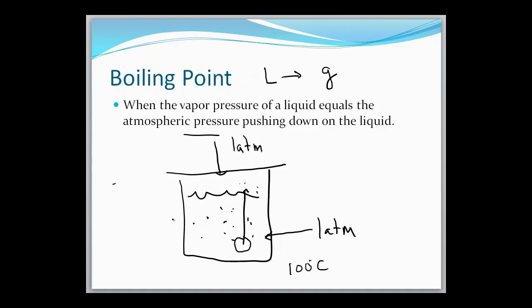So if you go up to a mountain, let's say you live in Boulder, Colorado, and you start cooking spaghetti, since air pressure is less at higher altitude, water will boil at a lower temperature. In other words, you only have to heat up the liquid water to approximately 95 degrees Celsius to have its vapor pressure equal the lower atmospheric pressure.